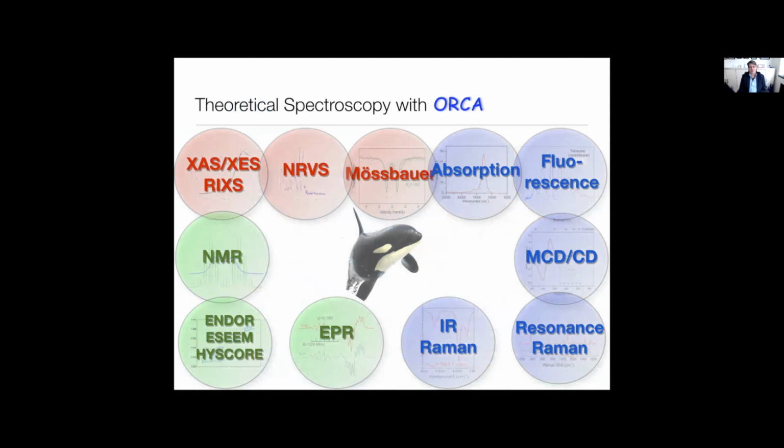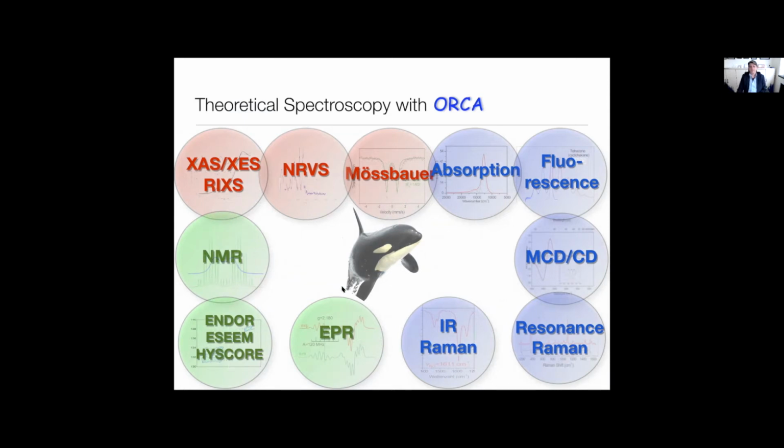Now, Orca has been designed with the idea to be a universal theoretical spectrometer, and indeed we can calculate a lot of spectroscopic properties. So you see that X-ray absorption and XES are just two of them, but there's also Mössbauer, all kinds of optical spectroscopy, vibrational spectroscopy, and the big focus has always been magnetic spectroscopy.